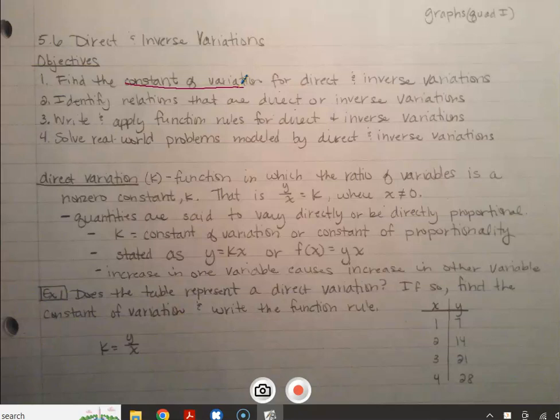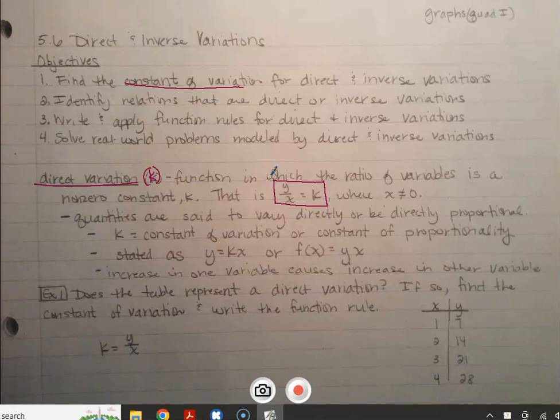So first of all, the definition. A direct variation, which we always use the variable k for, is a function in which the ratio of variables is a non-zero constant, k. So it's always going to be a constant. The ratio of variables is y divided by x equals k, where x is not 0.